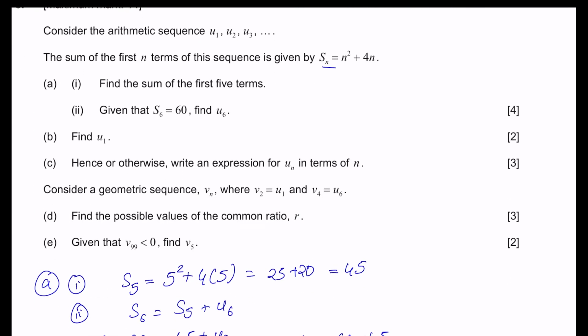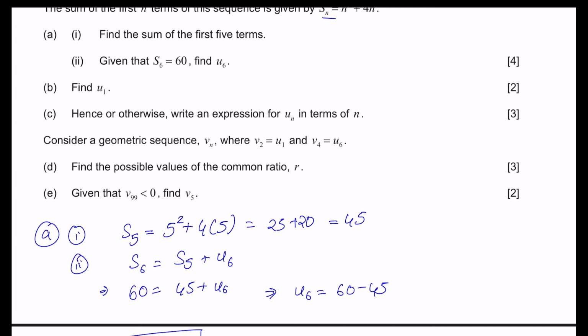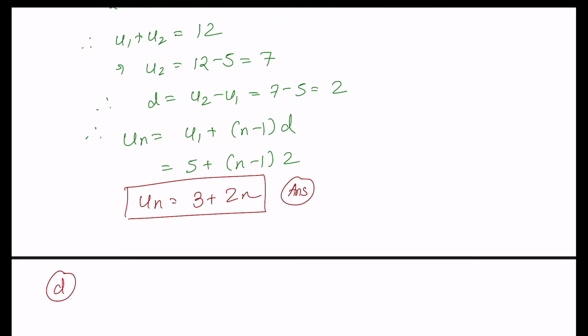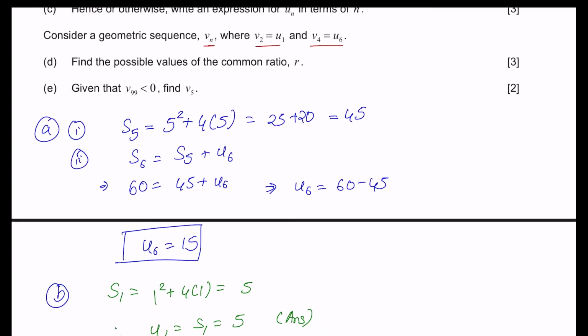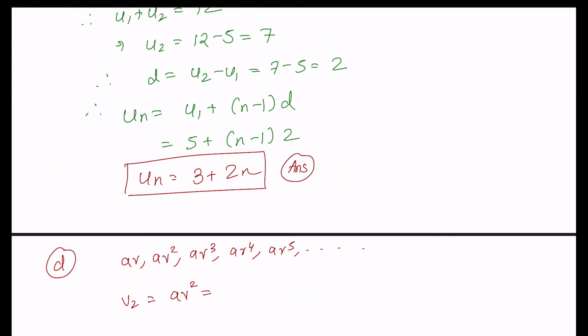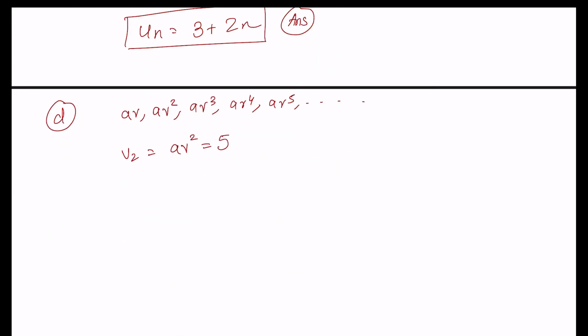Now moving on to part D. We have to consider a geometric series Vn where V2 is u1 and V4 is u6. We have to find the possible values of the common ratio r. We'll add a page here. Let's say the GP series looks like this: ar, ar squared, ar cubed, ar to the power of 4, ar to the power of 5, and so on. V2 is u1, so V2 is equal to ar squared, which is equal to u1. u1 is equal to 5, so we know that ar squared is 5.